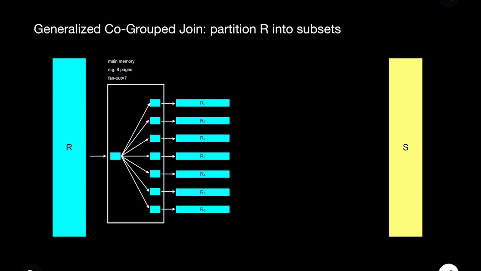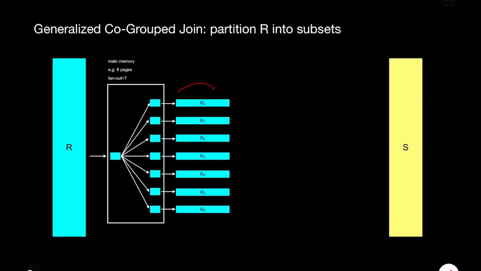Yeah? So when this gets empty, of course, you load the next page from R into this page in main memory, distribute the data to the output pages, and so forth, and so forth. Yeah? And of course, this only makes sense if you have at least 3 pages of main memory available. Yeah? Because with 3, you can have a fan out of 2, meaning 1 input page, and there will be 2 output pages. And of course, you can recurse. Yeah? You can recurse this process.